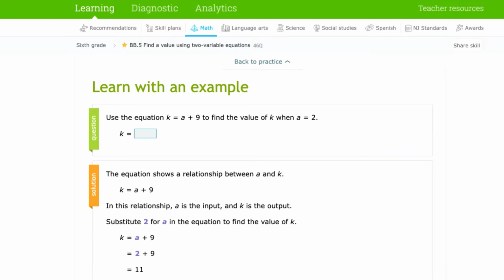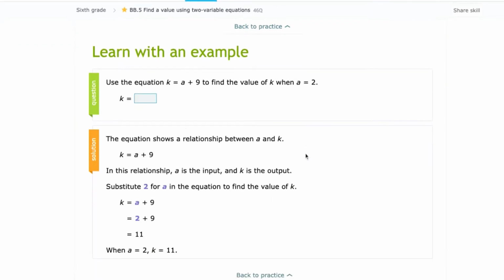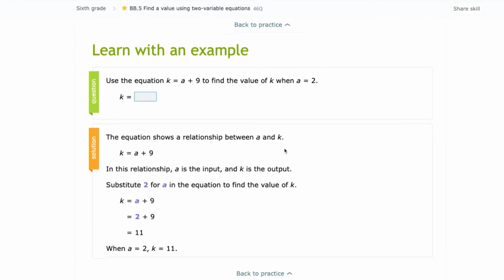So here's an example where k equals a plus 9. And they want you to find the value of k when a equals 2. So these equations are showing you a relationship from one quantity to the other between two different variables. And later we'll use these with word problems so you can see how you can apply these to real situations. But for now, we'll just keep it simple with the equations.